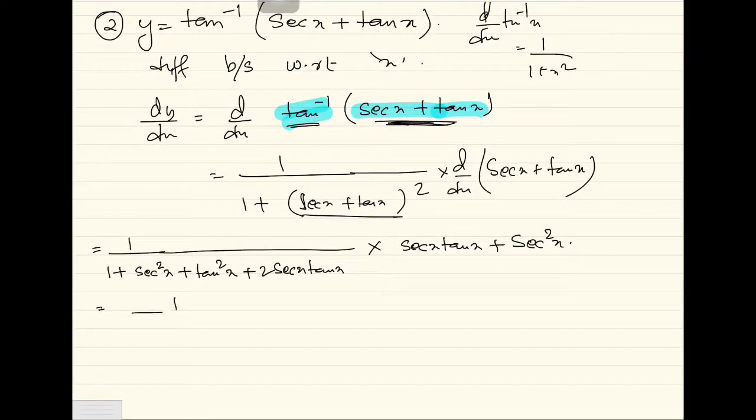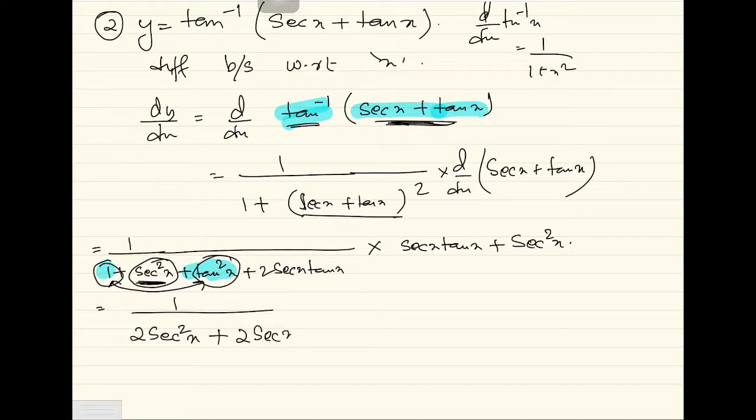That leaves me here 1 divided by, everyone knows 1 plus tan square x is sec square x. So you know that 1 plus tan square x is sec square x from trigonometric identities. So sec square x and one more sec square x here gives me 2 sec square x. Let me repeat. 1 plus tan square x is sec square x, plus one more sec square x will give you 2 sec square x, correct? Plus 2 sec x tan x.